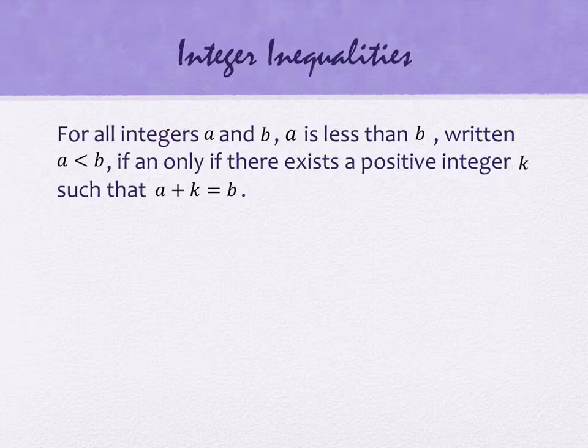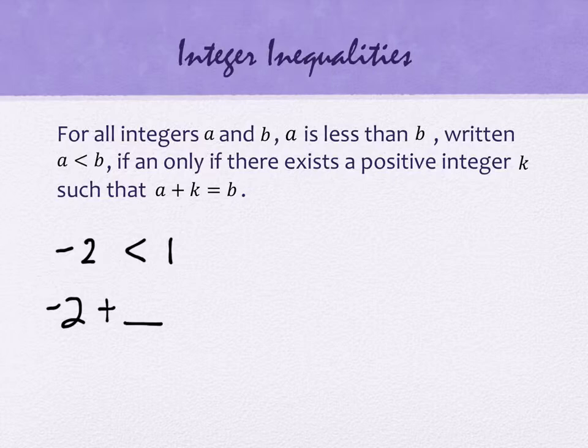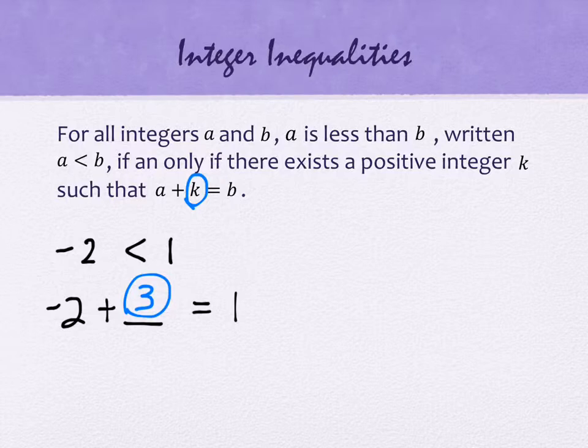This is the exact same definition we had for whole numbers. It's not one bit different, but it's doing it now for integers. It's saying that, for instance, if I had -2 and I want to say that -2 is less than 1, how do I know that? Well, I know it because there's a number that I can add to the -2 to equal 1. What would that number be? It'd be a 3. So the 3 is the k value they're referencing. And it has to be a positive. But what happens if it were a negative? What if it was a negative that was supposed to go in that blank instead? Would it be less than?